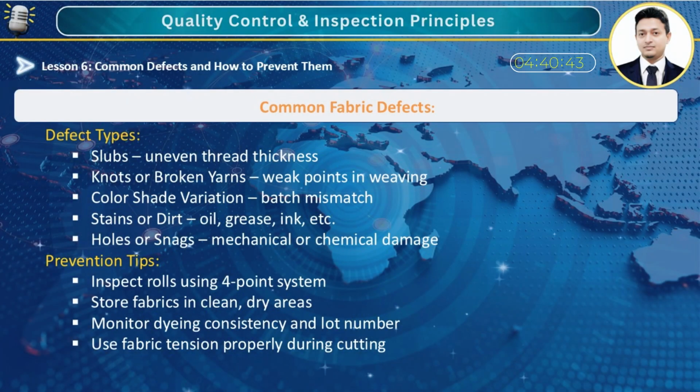Common fabric defects. Some common ones are slubs, which are uneven thread thickness, knots or broken yarns that create weak points, color shade variations between batches, stains or dirt from oil, grease, or ink, and holes or snags from damage during handling. To prevent these, inspect fabric rolls using the 4-point system. Always store fabrics in clean, dry areas. Monitor dyeing consistency and lot numbers. And make sure proper fabric tension is applied during cutting.